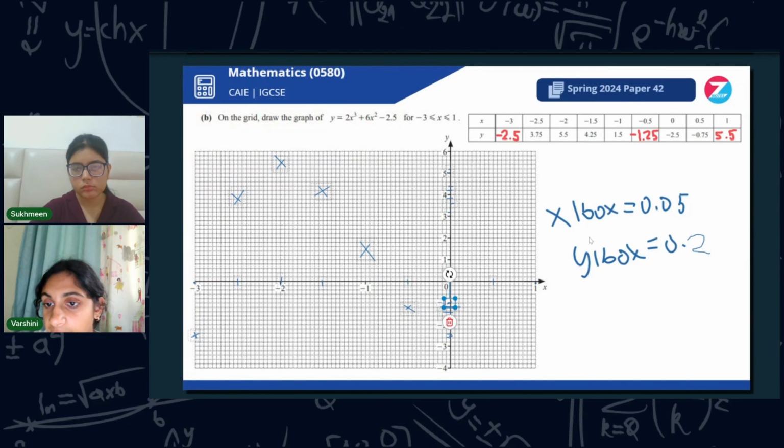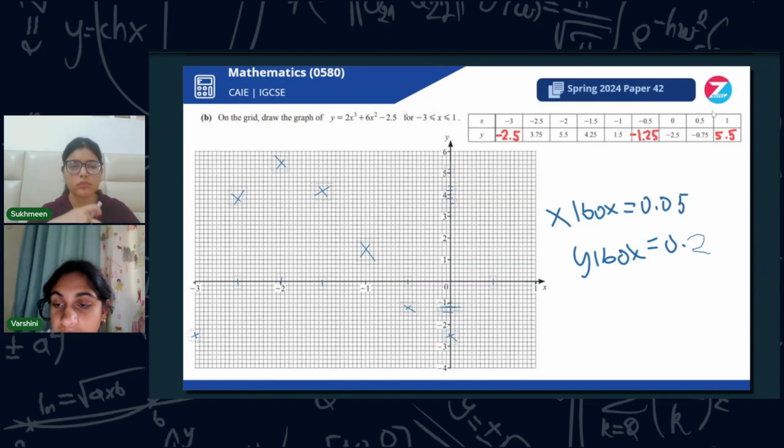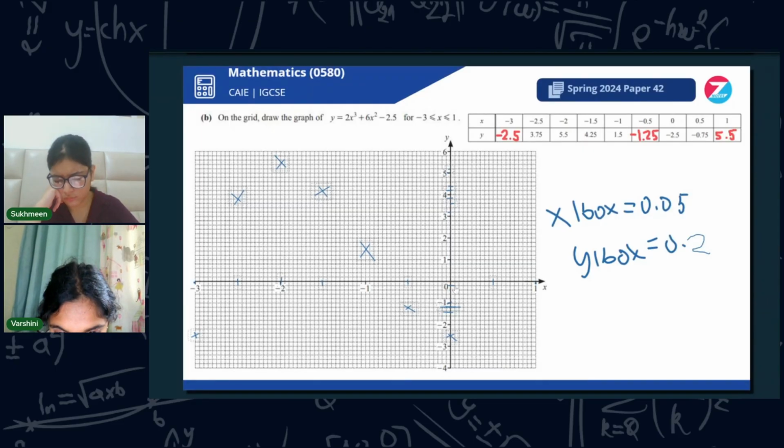Okay, the next point, 0, which is at minus 2.5. So minus 2, minus 4, and minus 6. So again, in between minus 4 and minus 6, so that's going to be somewhere here. Okay, the next point is 0.5 and minus 0.75. So on the y-axis, minus 0.75. So we know this is minus 0.2, this is minus 0.4, this is minus 0.6, and this is minus 0.8.